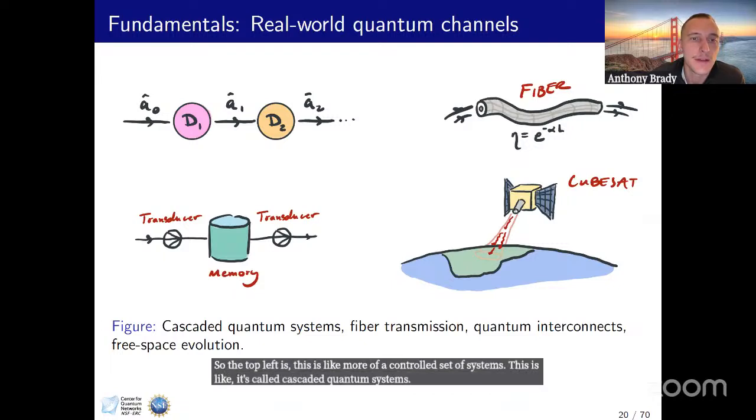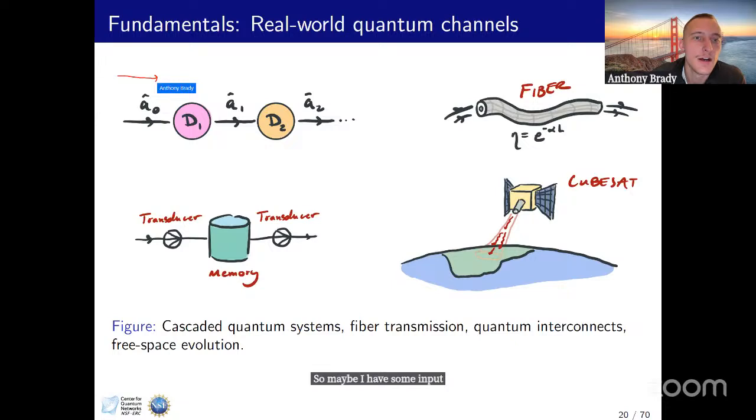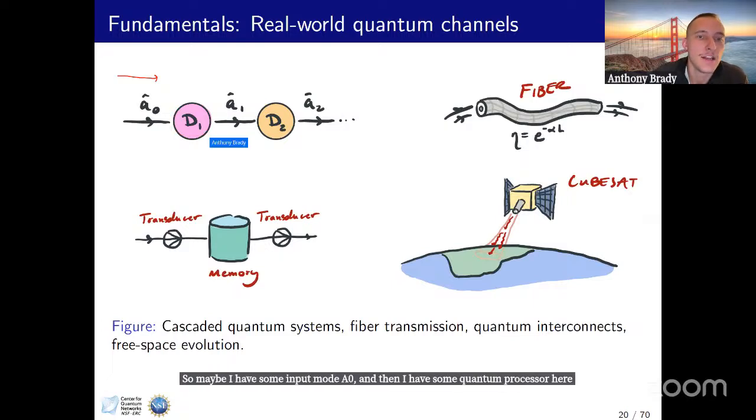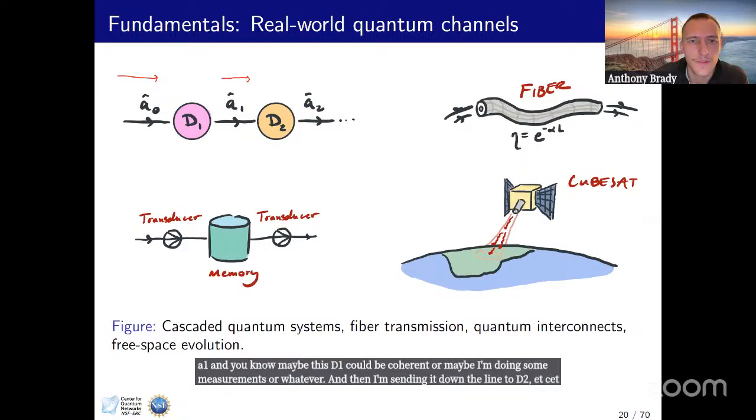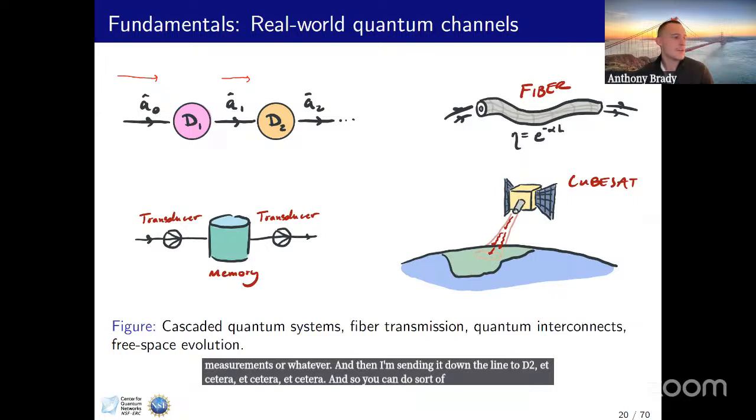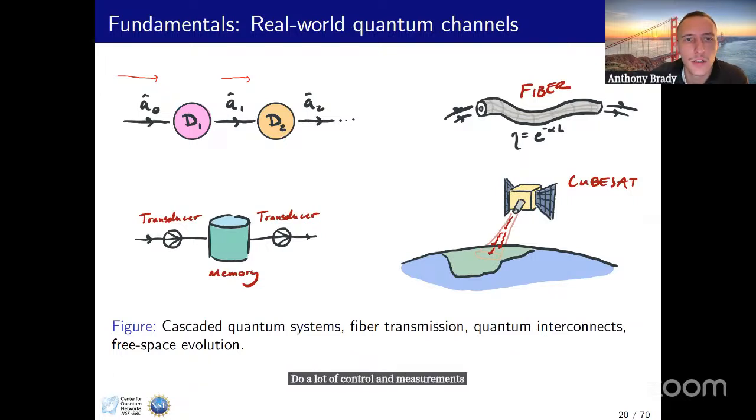So maybe I have some input mode A0, and then I have some quantum processor here, D1, and it does something to the input mode, and then there's some output mode A1. Maybe this D1 could be coherent, or maybe I'm doing some measurements or whatever, and then I'm sending it down the line to D2, et cetera. And so you can do a lot of control and measurements to tailor and engineer systems in this cascaded approach.